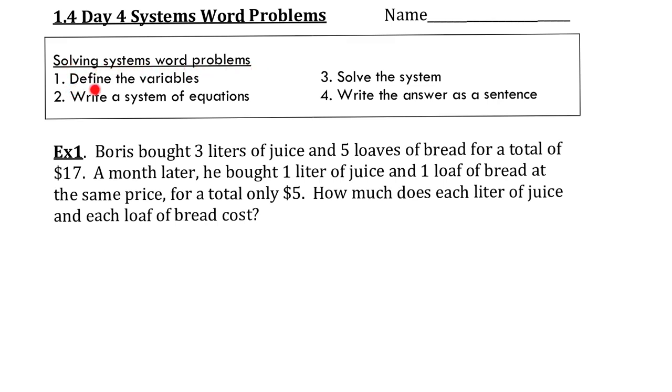The first thing is you're going to define the variables. Since we're doing 2 equations, there's normally 2 different variables we're trying to define. Then we're going to write the system of equations. We'll solve the system, and then we'll actually write the answers in a sentence. So let's go ahead and read example 1.